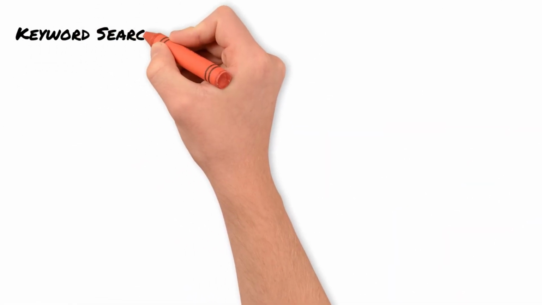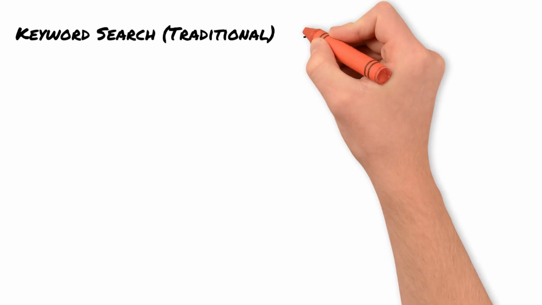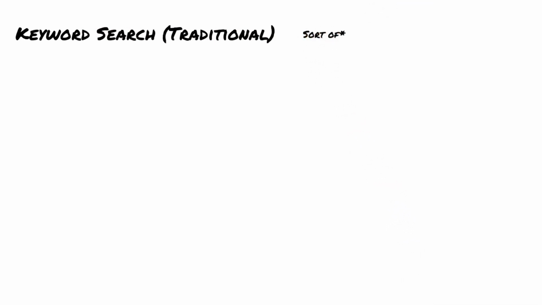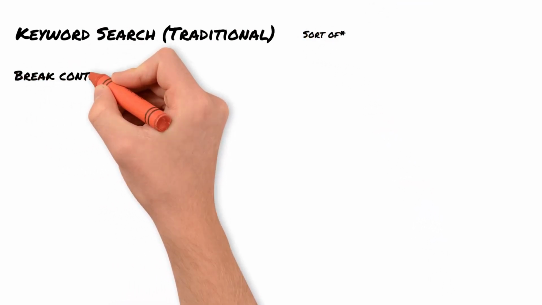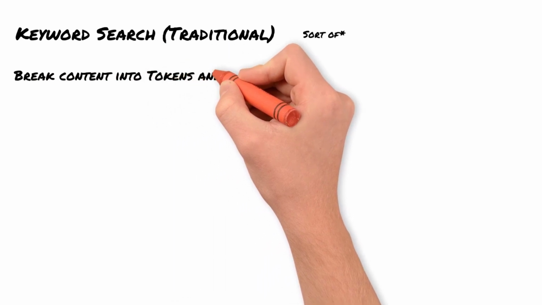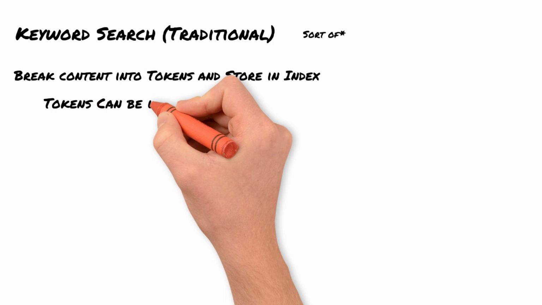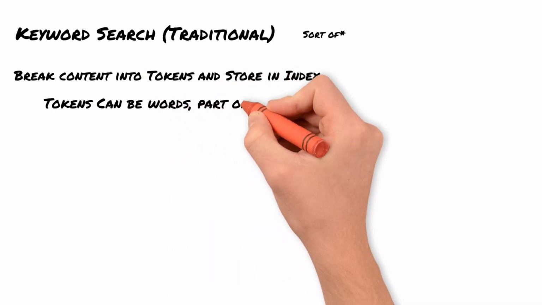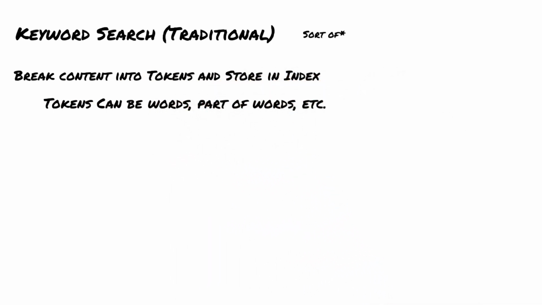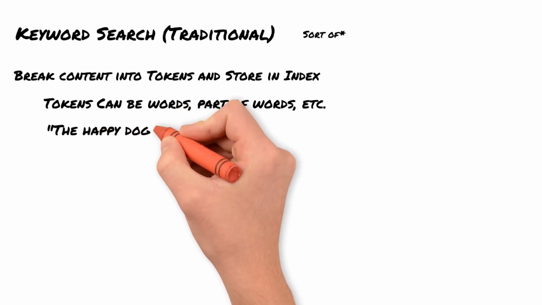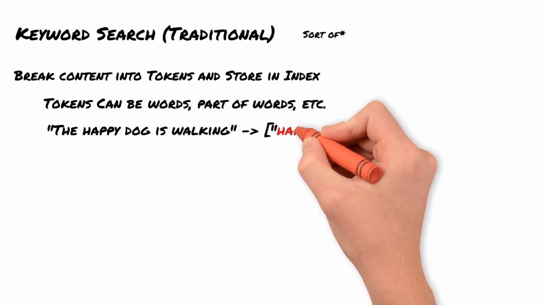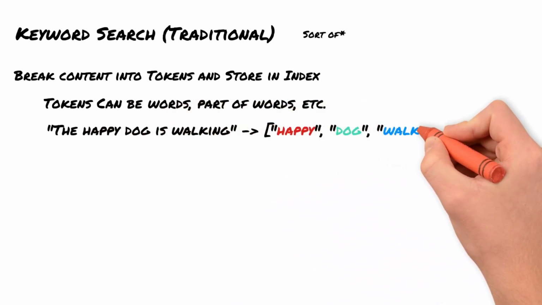Let's talk about keyword search. Sort of. In simple terms, you break content into tokens and store them in an index. Tokens can be words, parts of words. It all depends on your particular algorithm. Take the phrase, "the happy dog is walking." We might tokenize that as happy, dog, and walk.